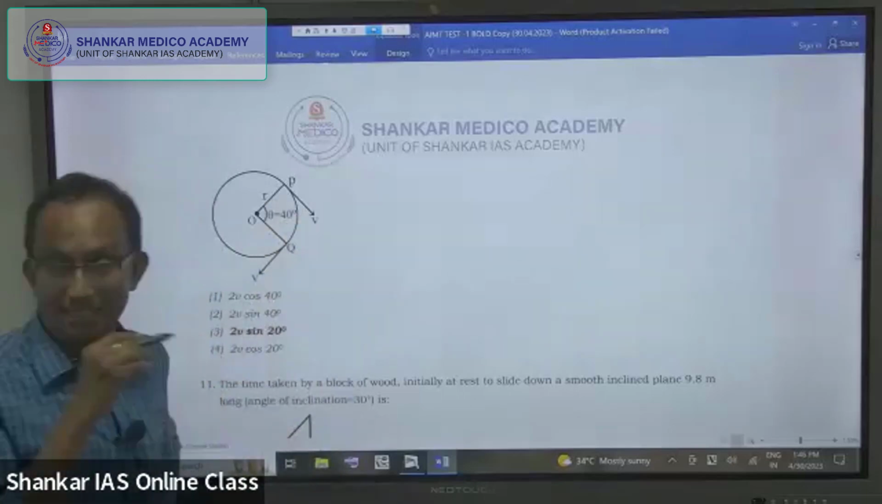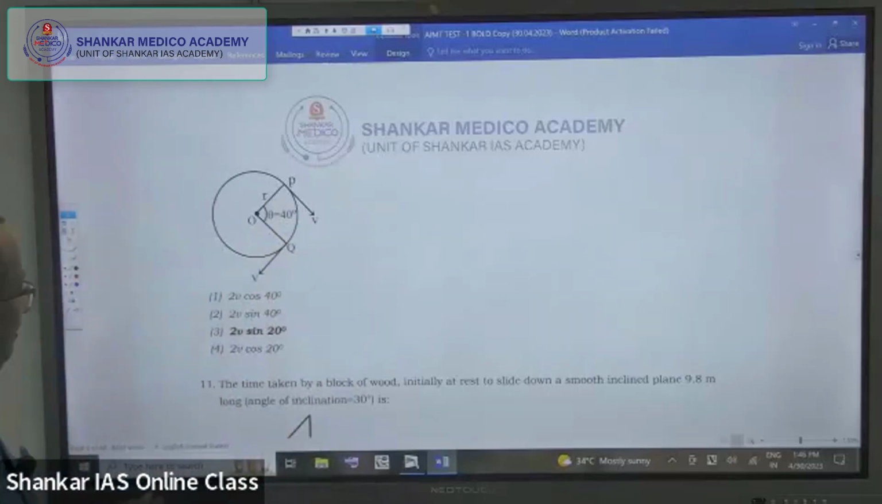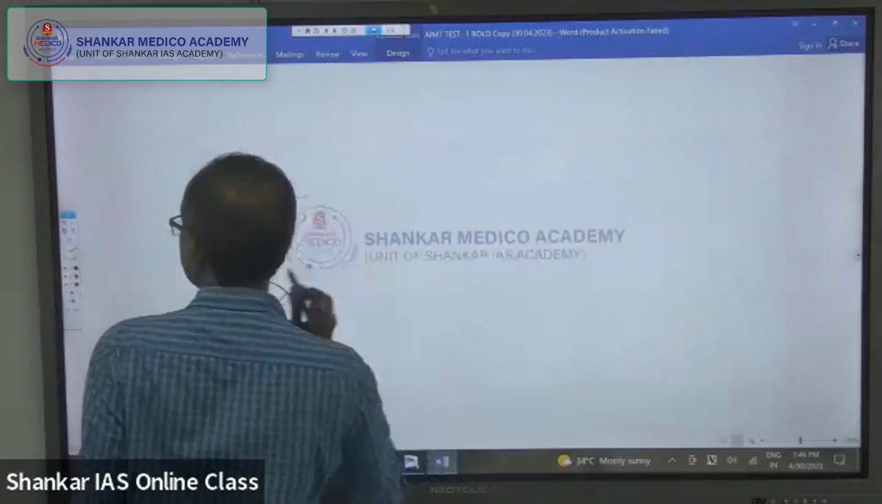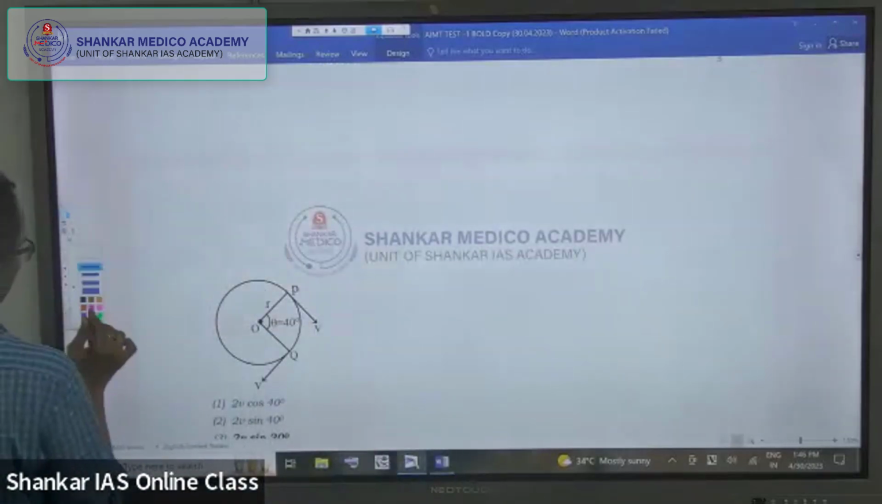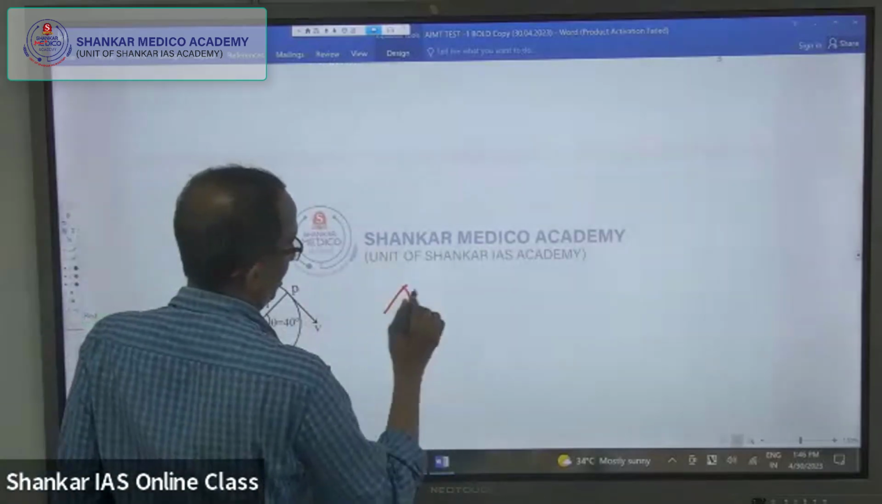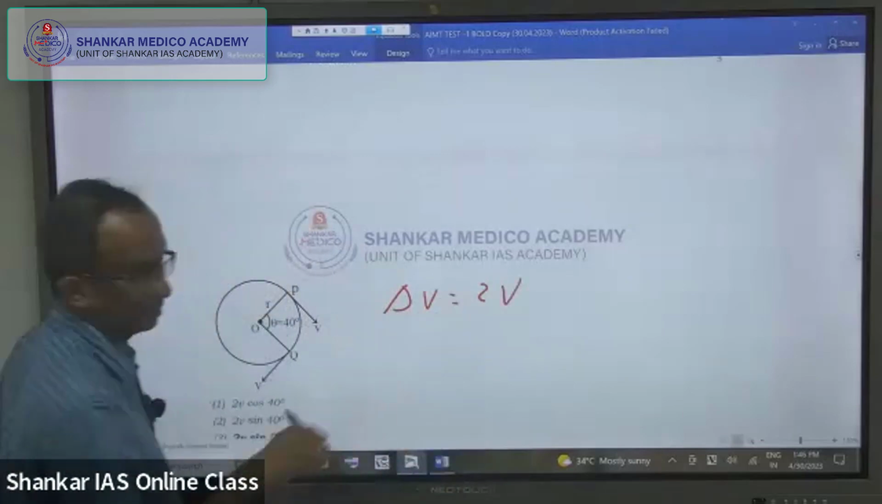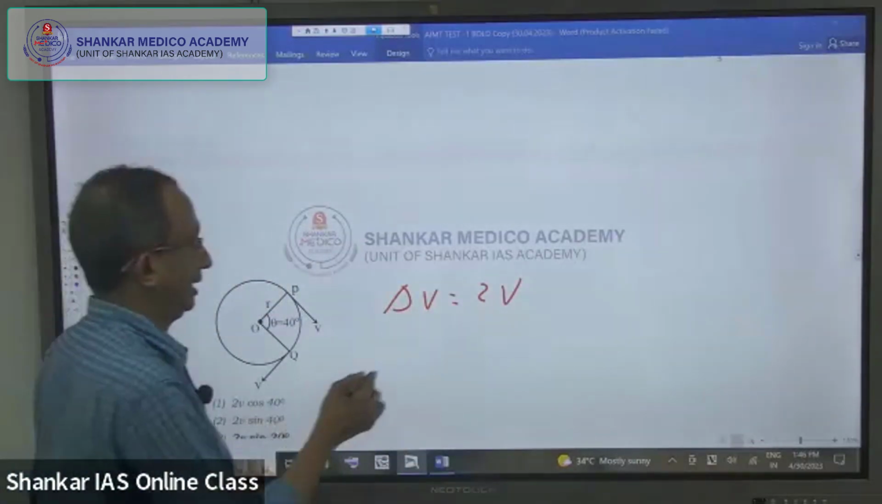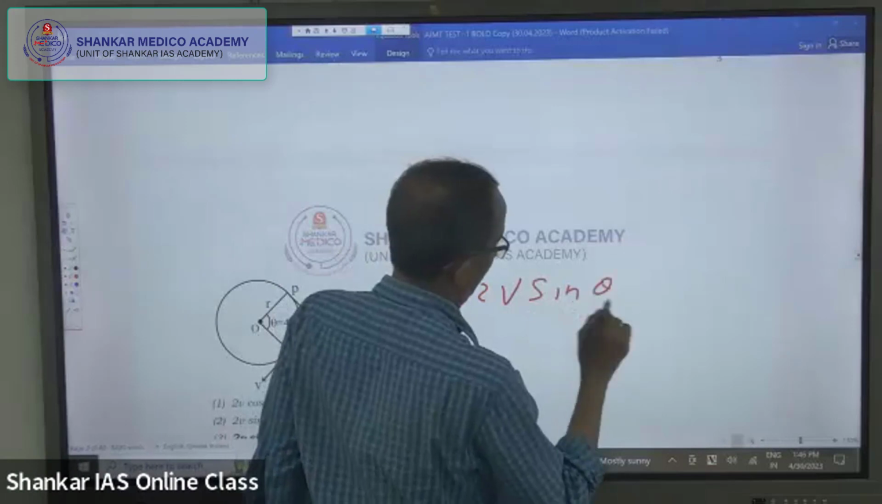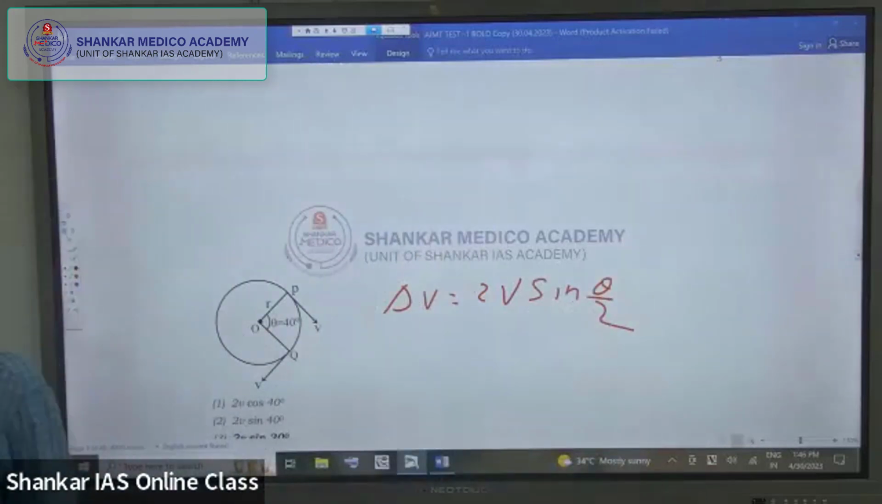Here, we have to consider the change in velocity. Delta v equals 2v into sine theta by 2. Theta is 40, so 40 by 2 is sine 20. So the answer is 3.